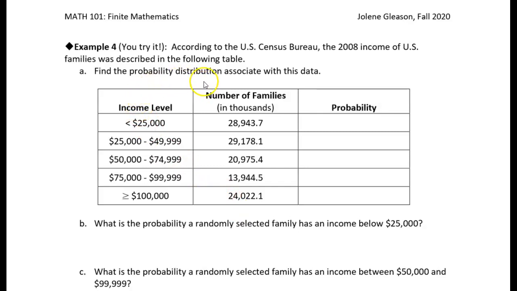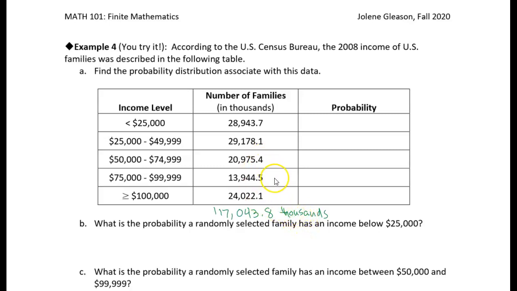Now, we need to know how many families were surveyed, right? It doesn't actually say it, so we have to calculate that. But we can calculate it just by adding up all of the number of families in all of these different categories. So if you add up all of these numbers, you get 117,043.8. Now notice this is in thousands. So these numbers are all in thousands.